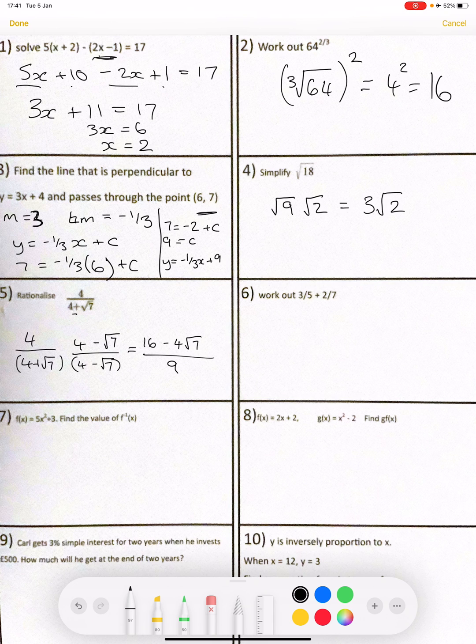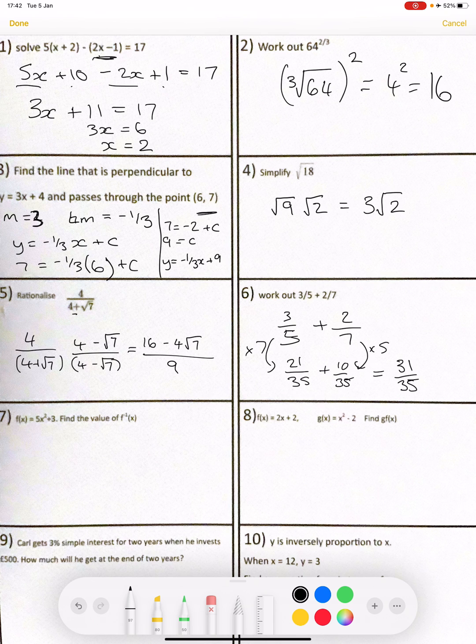Question 6, work out 3 over 5 plus 2 over 7. So 3 over 5 plus 2 over 7. I need to find a common denominator, which is 35. So I'm going to multiply both of these values by 7. So I get 21 over 35. Plus, I'm going to multiply both of these by 5. 10 over 35. 31 over 35. And I cannot simplify that any further.